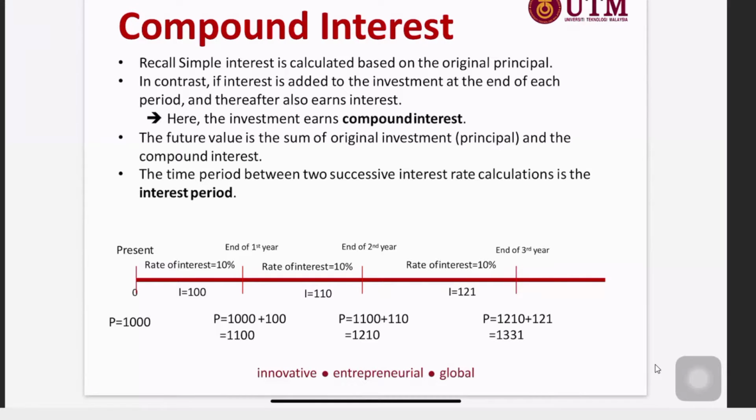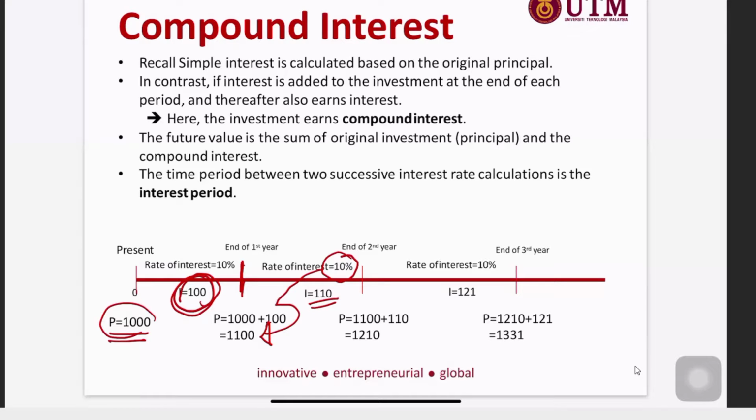So this one, your interest will be charged on the reinvestment amount. For example, here your principal is 1,000, and then this 10% will be charged on the 1,000, and you will get the interest of 100. After that you have the new principal, which is 1,000 plus the interest you got, so you will get 1,100. But during your second year, this rate of interest will be charged on this 1,100, not on the 1,000. So that means your interest would be 110.